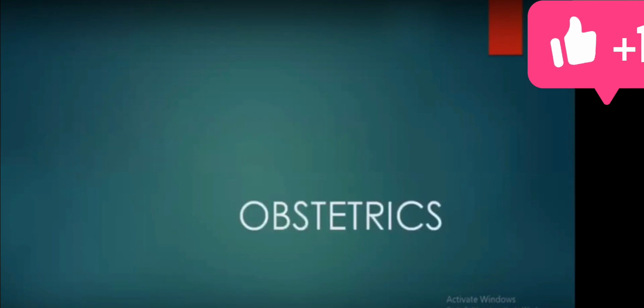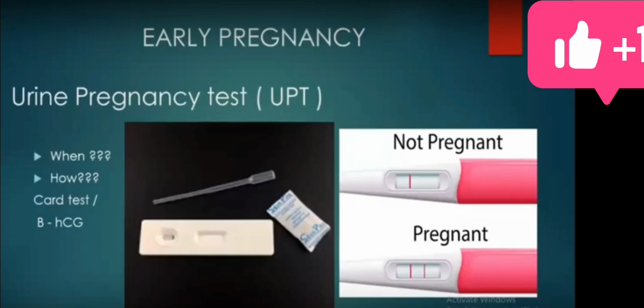So, for easy understanding, I have classified these investigations mainly into the common investigations that we use in obstetrics as well as gynecology. First, we will see the common investigations that we do in obstetrics. The first and foremost test is the urine pregnancy test. Most patients come to you with a UPT result, whether UPT positive or negative. So the urine pregnancy test, we all know, right?